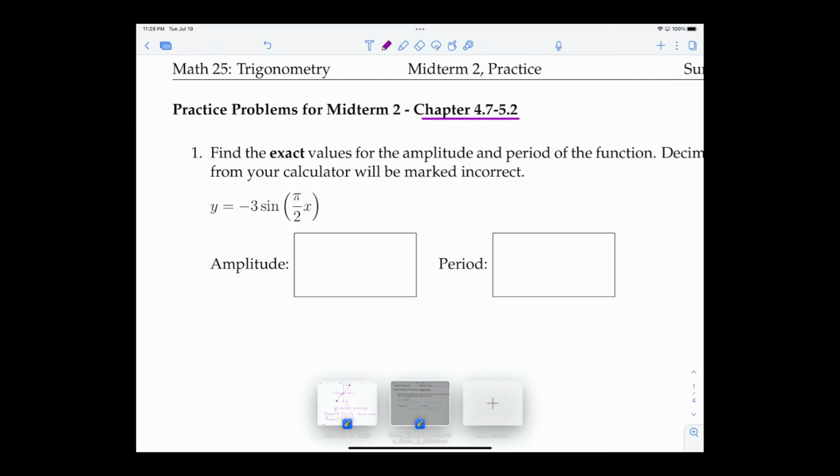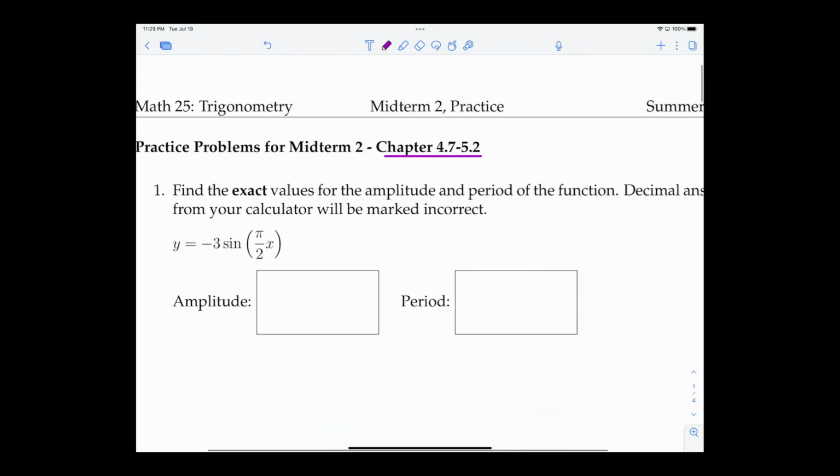Hello, everybody. So what we're going to be looking at today is the practice problems for midterm number 2. First of all, it says chapter 4.7 to 5.2 here. That's not correct. That's from a different textbook. We're looking from 8.1, which is graphing, up to 9.2, which is the second section of, what's it called? Identities. That's what it is.